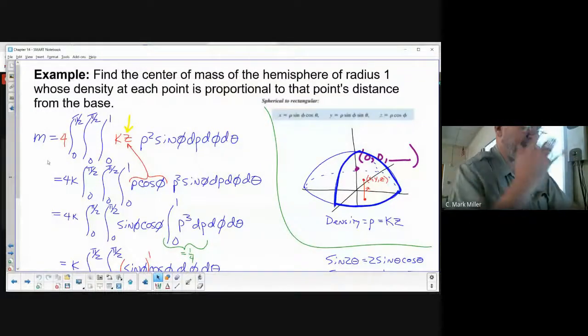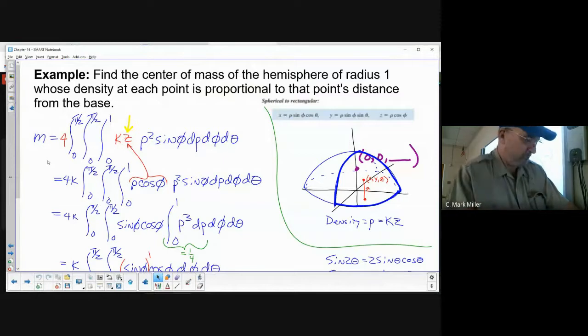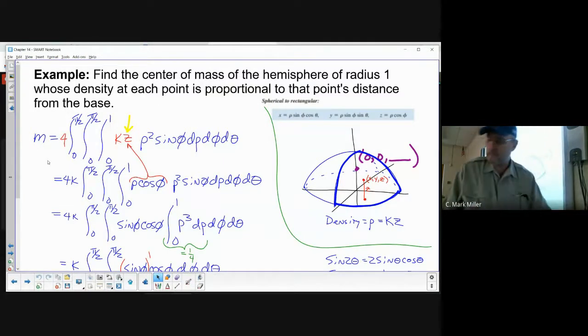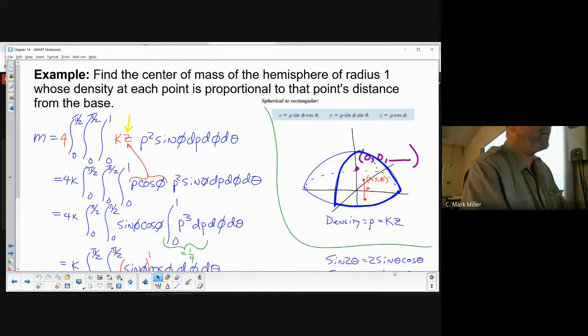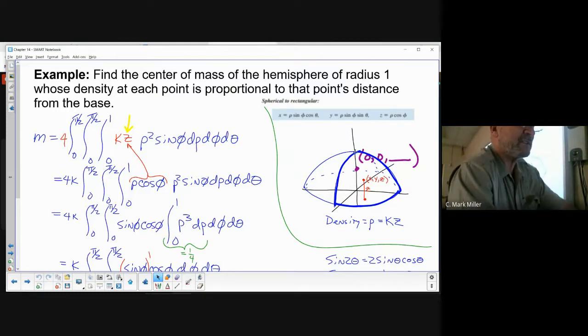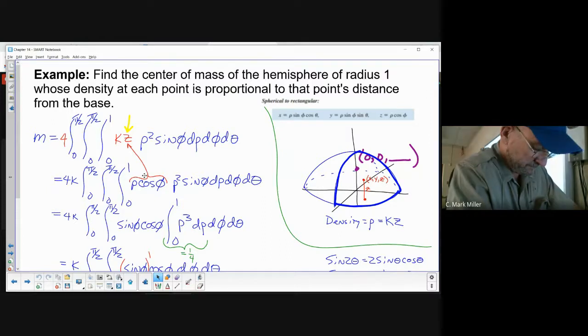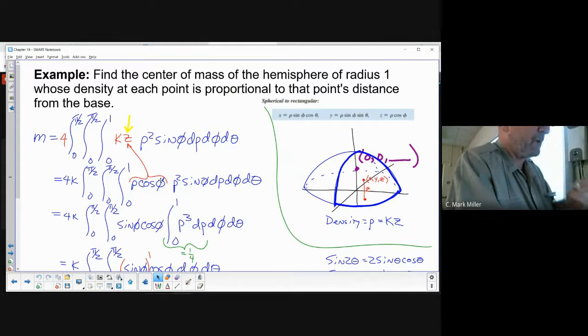Where we left off last time was here. And this was a center of mass problem, and it's one where symmetry is our friend. We determined early on the center of mass would be somewhere on this z-axis. And so that saved us 2 of the 4 triple integrals that we would otherwise have to compute, right?